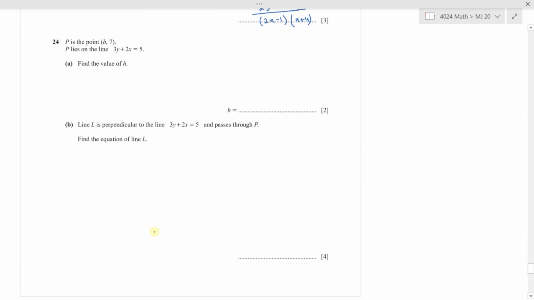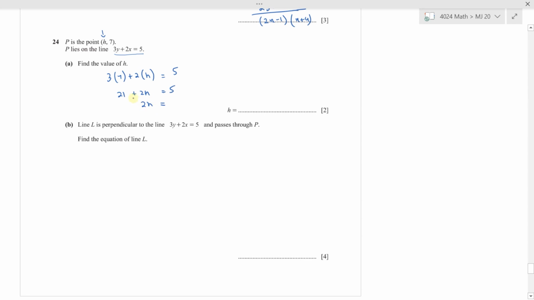Question number 24 is P is the point h, 7. P lies on this line which has this equation. Find the value of h. So your h here is basically the x coordinate of point P. And we know that point P lies on this line. So we will substitute these x and y values into this equation that is given here. So 3 into y is 7 plus 2 into x coordinate is h equals 5. So this is 21 plus 2h equals 5.